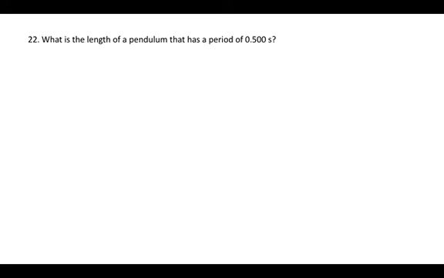The next problem we're going to do is number 22. What is the length of a pendulum that has a period of 0.5 seconds? Now, we need to know how a pendulum works with regard to length. Well, those things are described here in this formula. The period is equal to 2 pi times the square root of the length of the pendulum divided by gravity. So gravity does affect how fast a pendulum operates. In this particular case, we've been asked to find the length, so we'll solve for L.